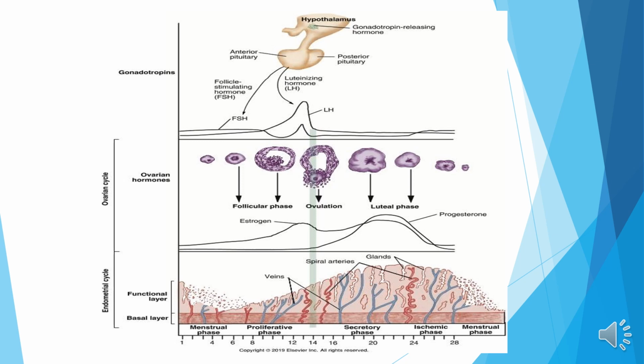ovum to be released, and then you have an increase in your estrogen to grow that proliferative phase of your endometrial lining. You ovulate, and then in the secretory phase, you have that increase of progesterone and estrogen that help to even further grow that endometrial lining. The luteal phase is where that corpus luteum is still present and feeding that endometrial lining. And then the ischemic phase hits if we do not have a fertilized ovum, and progesterone and estrogen drastically drop, and then you have your menstrual phase again.